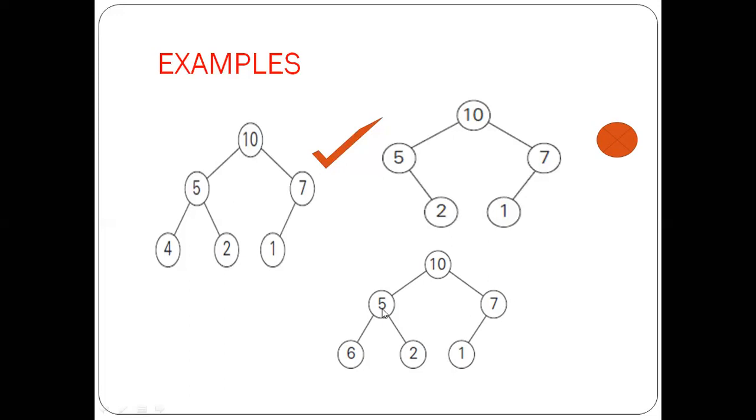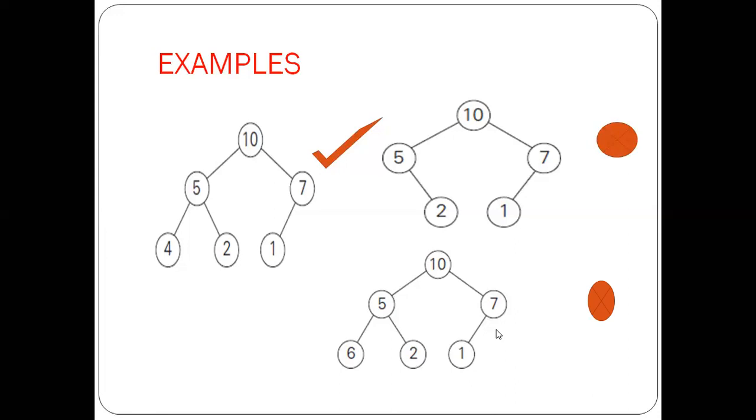What about parental dominance? Again, checking the parental nodes, they are 5, 7, and 10. With respect to 5, its children are 6 and 2. But parental dominance is not satisfied in this case, because 6 is the child of 5 and it has the higher value. The parent value should always be higher. So the pair 5 and 6 does not satisfy the parental dominance. So finally, this also won't be a heap.